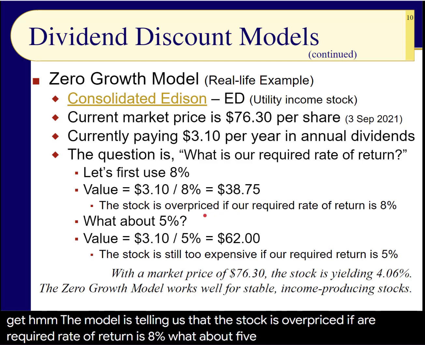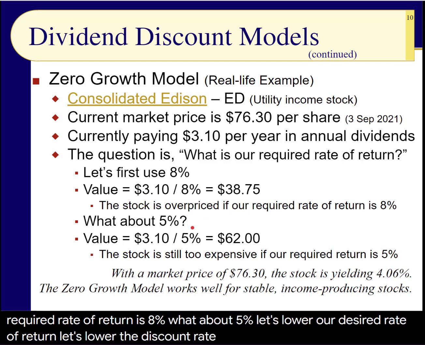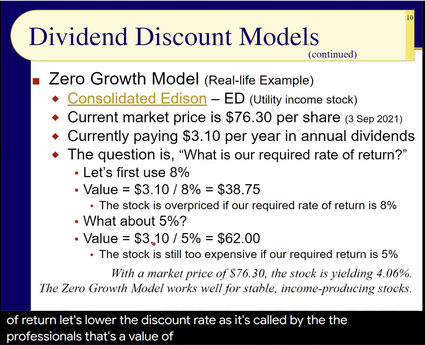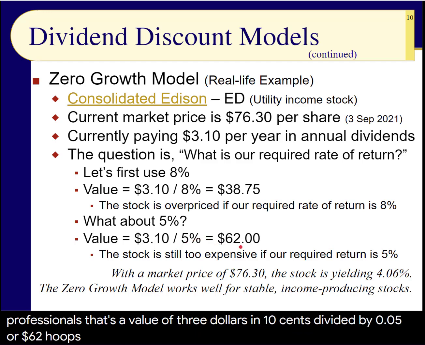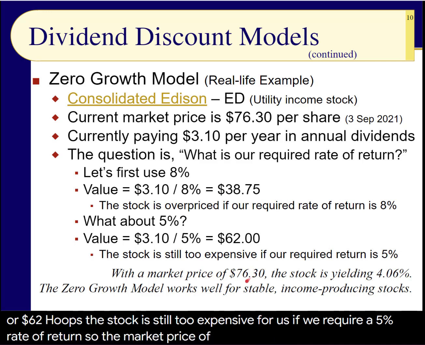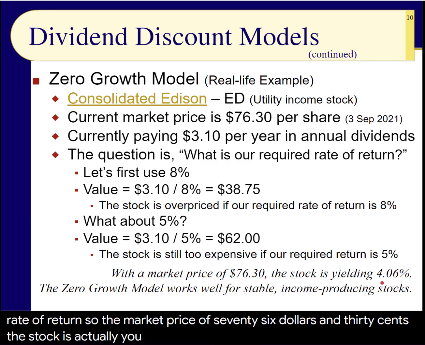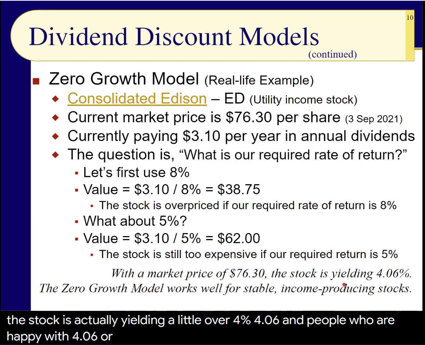What about 5%? Let's lower our desired rate of return. Let's lower the discount rate, as it's called by the professionals. That's a value of $3.10 divided by 0.05, or $62. Oops, the stock is still too expensive for us if we require a 5% rate of return. So at the market price of $76.30, the stock is actually yielding a little over 4%, 4.06. And people who are happy with 4.06 are the ones who are buying Consolidated Edison.